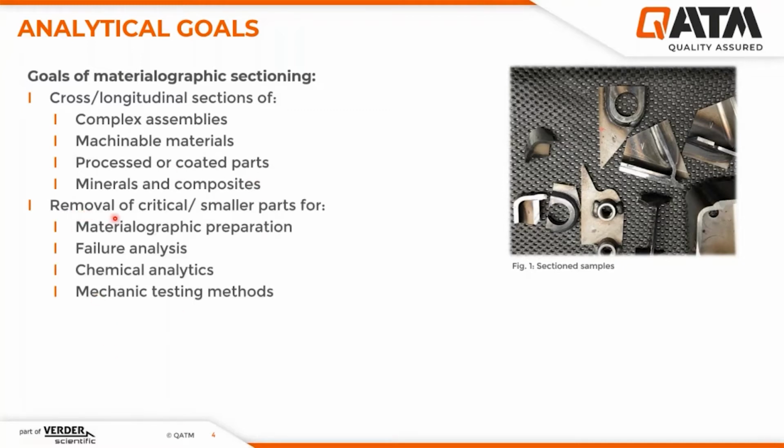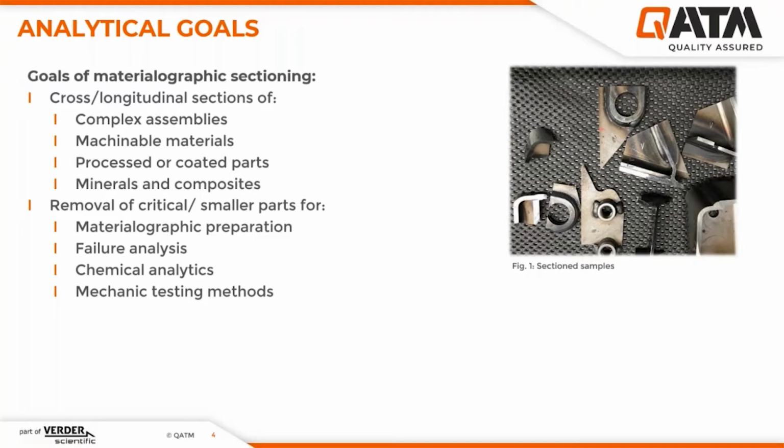Commonly, we remove a critical or small part for a variety of reasons, one being the materialographic sample preparation or the failure analysis of a part. Also, for some chemical analytics like optical emission spectroscopy, the sampling of smaller parts may be necessary to generate a sample that can be handled in the lab.